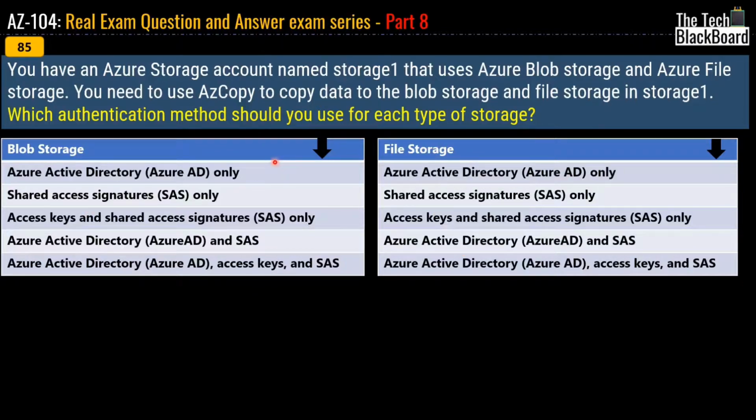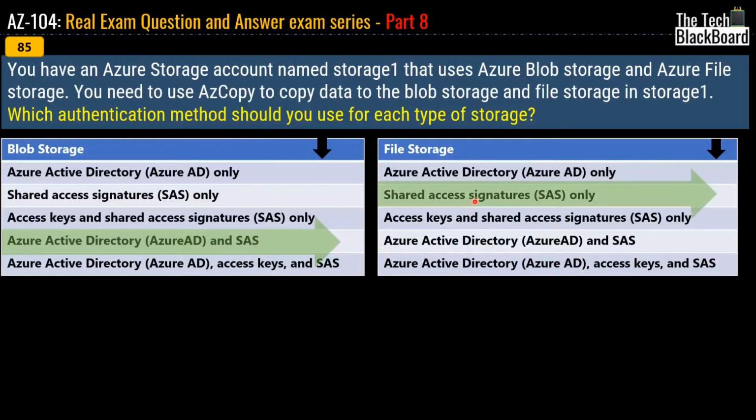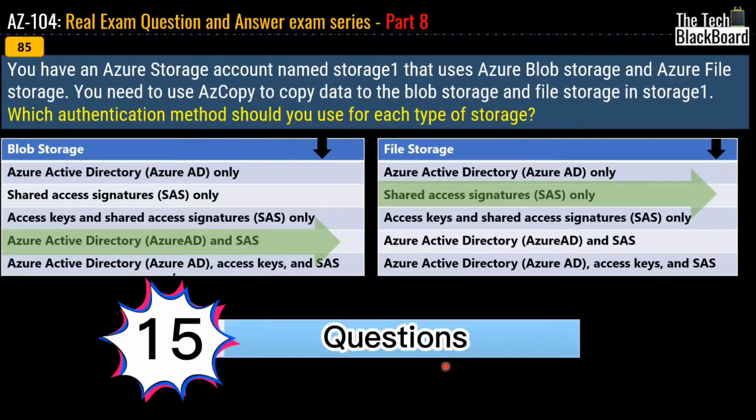And the correct answer for the blob storage is that you can use Azure Active Directory or Azure AD, and you can also use SAS, which is shared access signatures. Moving ahead, the correct option for the file storage is shared access signature only, because file storage only supports shared access signature. I hope you like these 15 questions, which are very latest and important from the perspective of the AZ-104 certification exam.